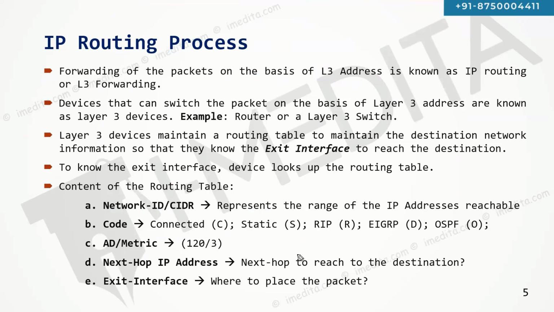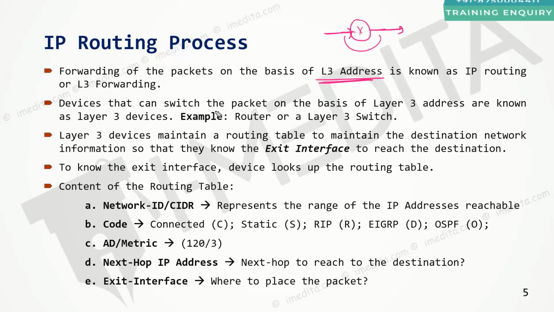So routing is a process of forwarding the packets from one network to another network, from one interface to another interface, based on the layer 3 address. And whatever device can forward that packet from one interface to another interface, from one network to another network, based on the layer 3 address is what we know as a layer 3 device. Typically, routers and layer 3 switches are considered as layer 3 devices. We have other devices as well, but these are two commonly utilized routing capable devices.